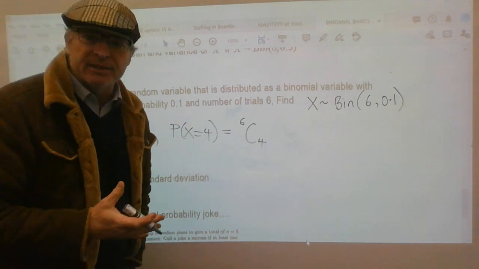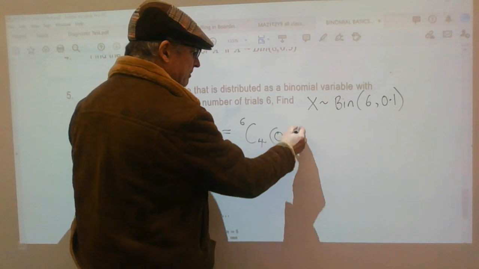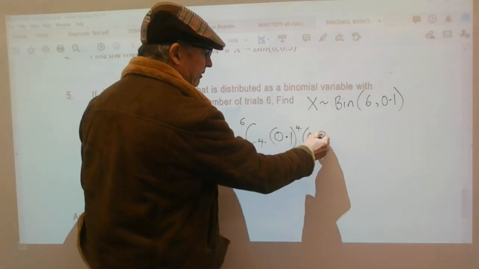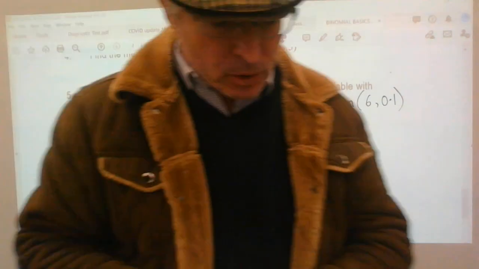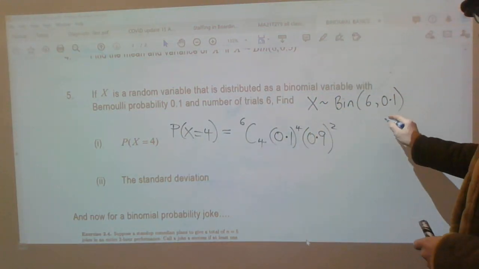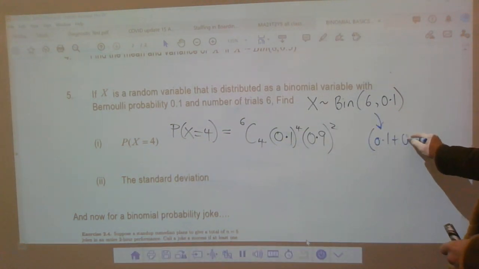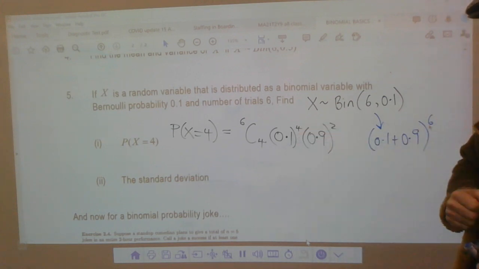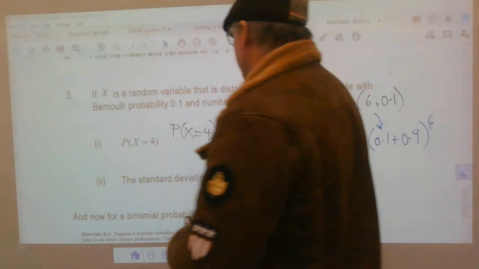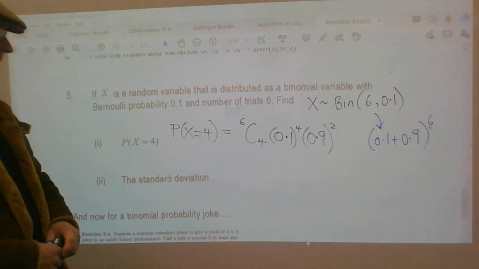6C4, because 6 is the number of trials, and the probability of success to the power of 4 and the probability of failure to the power of 2. If you wanted to, you could write down the fact that the situation here is describing 0.1 plus 0.9 to the power of 6. And you're expanding it out and you're just picking the term which has k equals 4 in there.